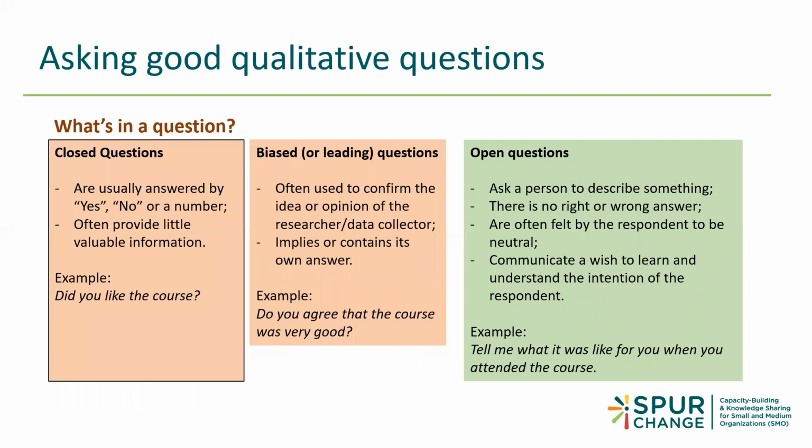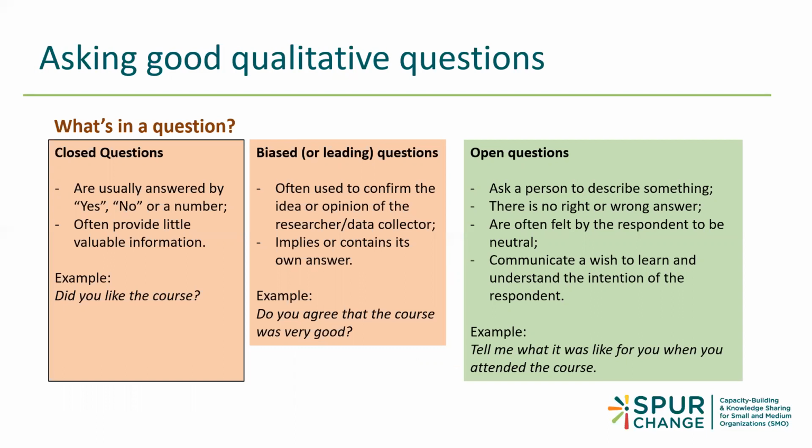This slide discusses 3 types of questions: closed questions, biased or leading questions, and open questions. While closed questions are sometimes useful to start a conversation, our goal should always be to focus on open questions. Wherever possible, a qualitative data collector needs to understand what is a biased question and how to avoid this type of question.